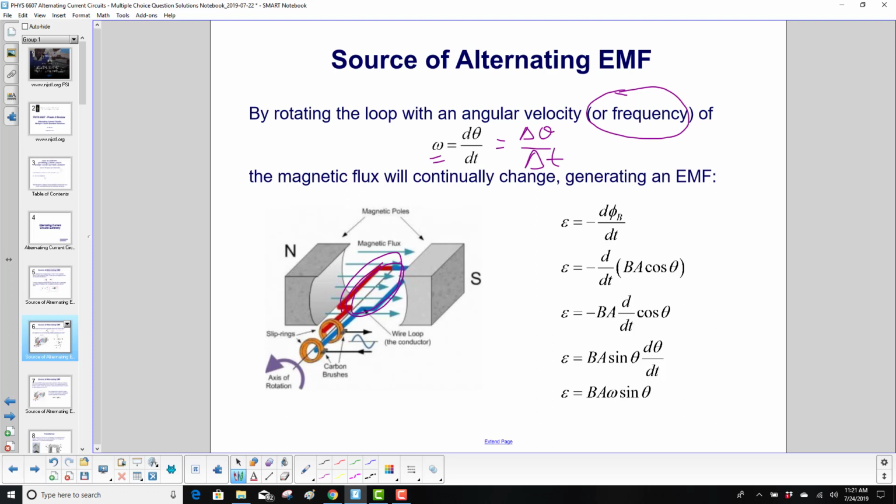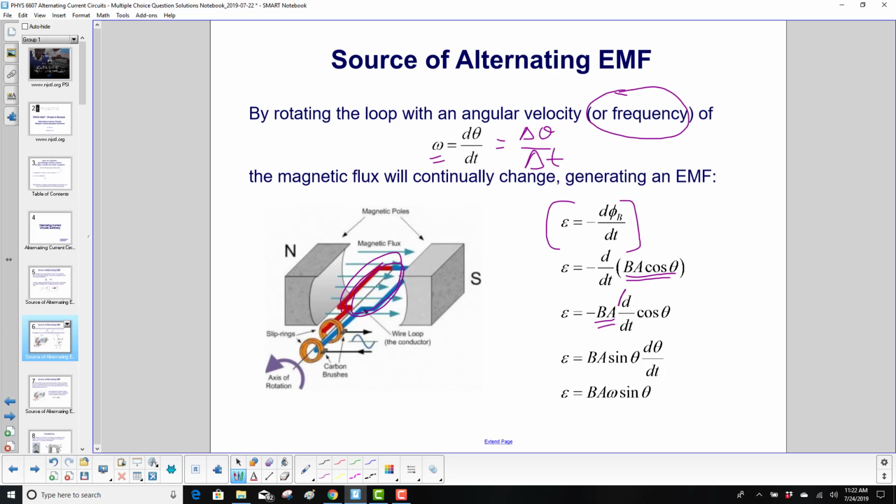So let's keep going with a little more calculus and then we'll be done with it at the end of the slide. The voltage generated, or EMF, is minus d phi dt. Here's our expression for flux, nothing surprising there. B and A are constants, so we take them out. We have a constant loop area and a constant magnetic field. The only thing that's changing is the angle.